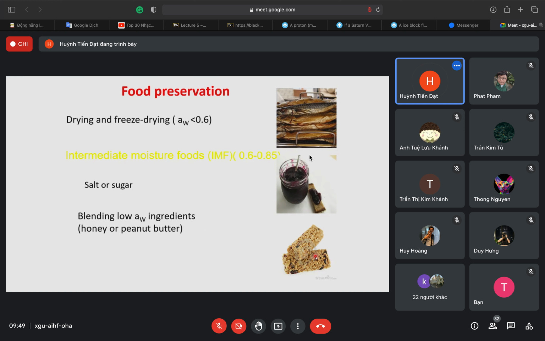Nut bar. Have you heard about this one? So the nut bar, okay, with low water activity. But think about peanut butter, okay? The case of peanut butter. This one is normally very safe, but if there are pathogens in here, that's the problem.